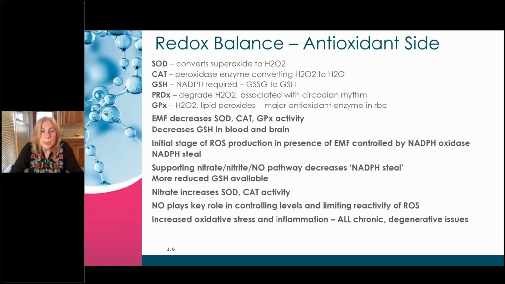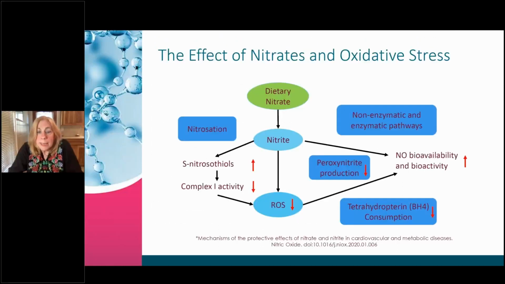So supporting that nitrate to nitrite to nitric oxide pathway decreases the NADPH steal and increases glutathione bioavailability. Nitrate increases SOD catalase activity. Nitric oxide plays a key role in controlling levels and limiting reactivity of reactive oxygen species. This is mechanisms of the protective effects of nitrate and nitrite in cardiovascular and metabolic diseases. The nitrate reduced to nitrite, reduced further to nitric oxide, decreases peroxynitrite, decreasing reactive oxygen species.